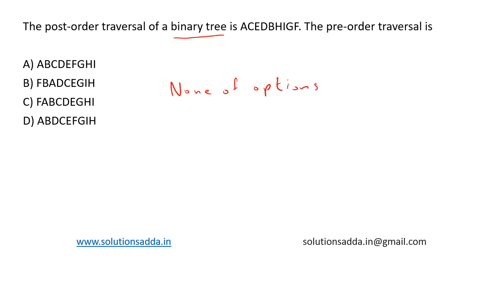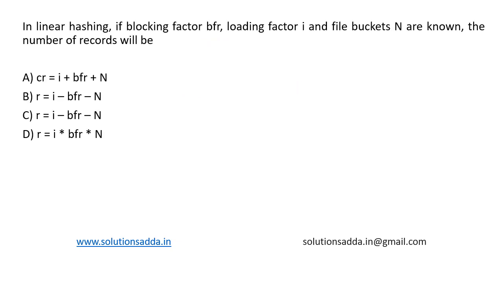This is a previous ISRO question. In linear hashing, if blocking factor is denoted as BFR, loading factor is denoted as I, and file buckets N are known, then the number of records will be, and options are given. So first of all, what is blocking factor? It is the number of records in a block. This is the sense in DBMS concept. Now, what is load factor?